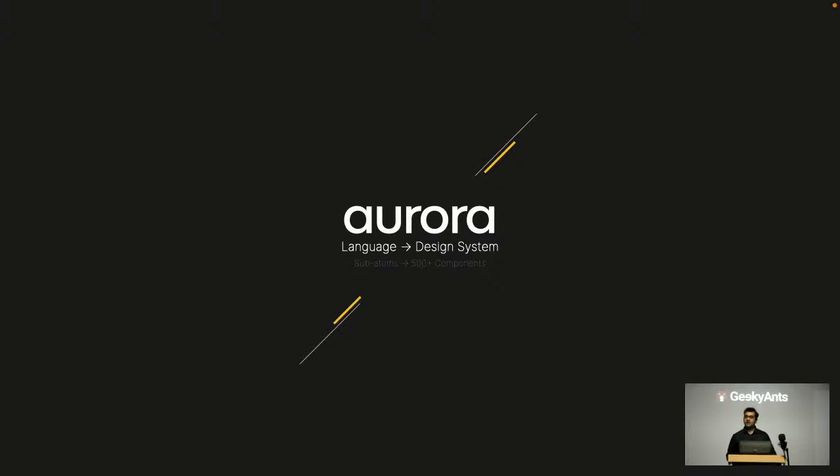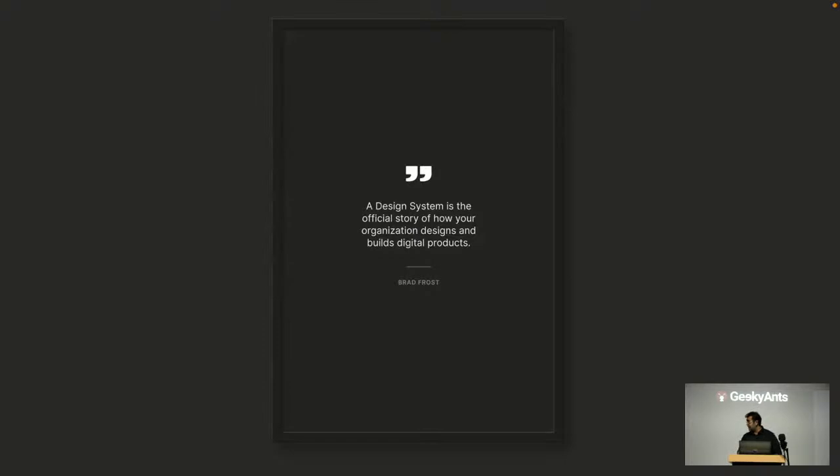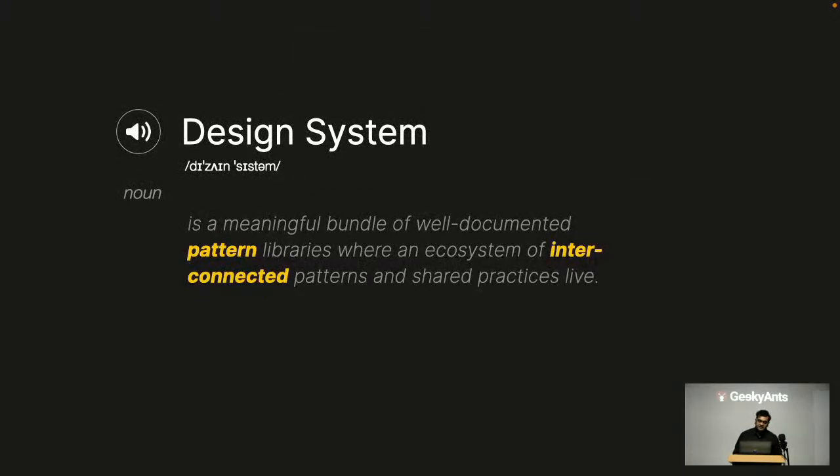That's exactly where design system came to us as a very organic solution. Subatoms, or how Brad Frost puts design tokens, are essentially style guide elements: different colors, what kind of spacings, all of those different elements. That is our language. And from there, we took it to 500+ components and more. Brad Frost was a pioneer in atomic design methodology, so that was the core crux of where we started. He says design system is an official story of how your organization designs and builds digital products, and I very much align with this statement. Looking back, this is how I would define design system to be.